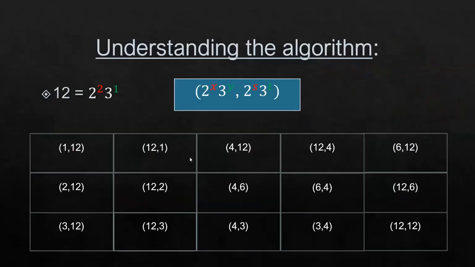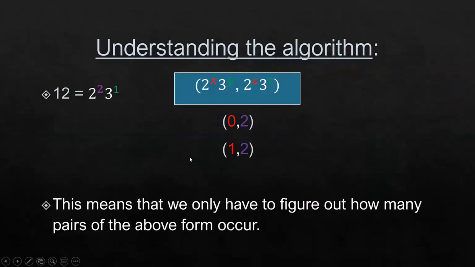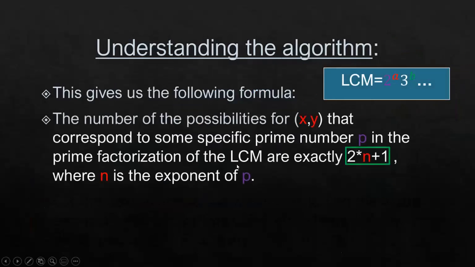And what we actually figured out was that we have this very nice formula for figuring out all of those pairs. We just look at the exponent of the specific prime number, and the number of pairs of this form is 2 times n plus 1. This is what the discussion ended up with.